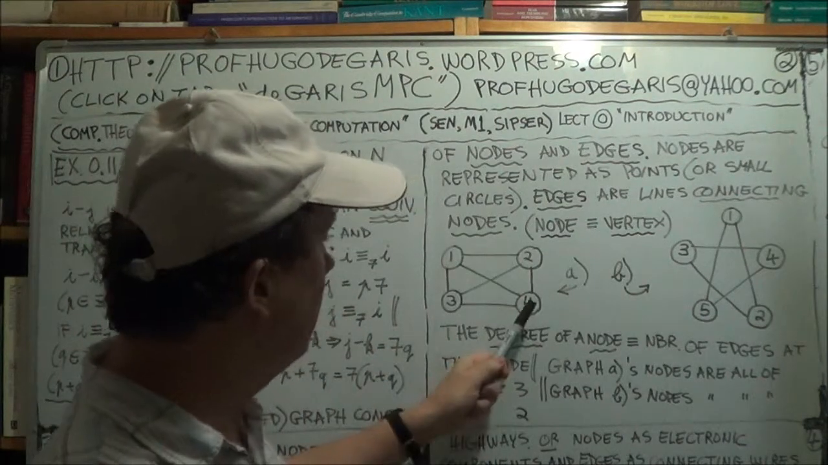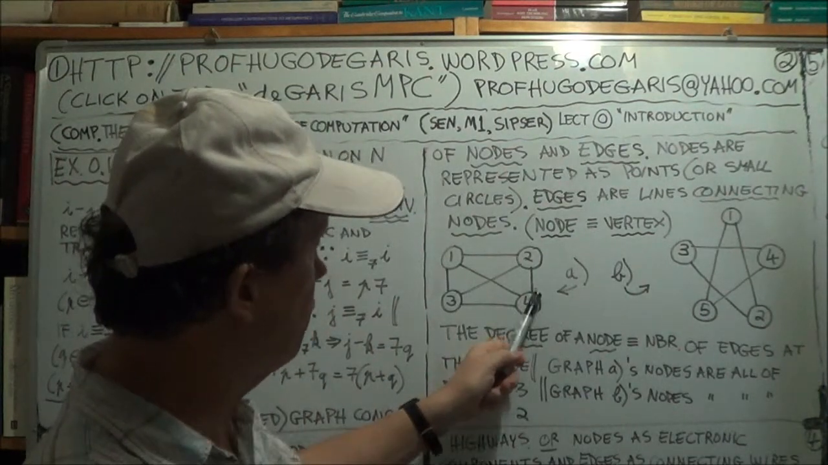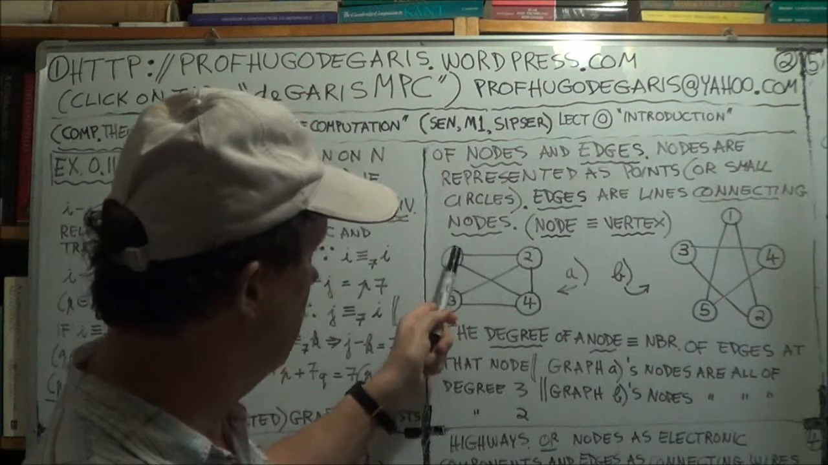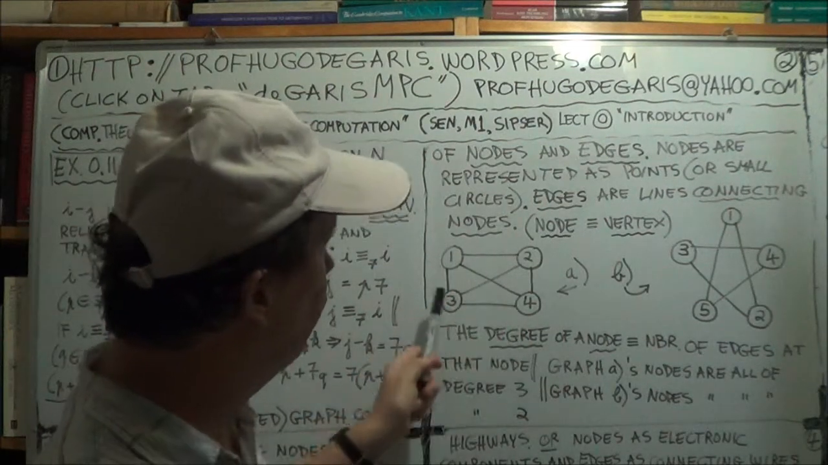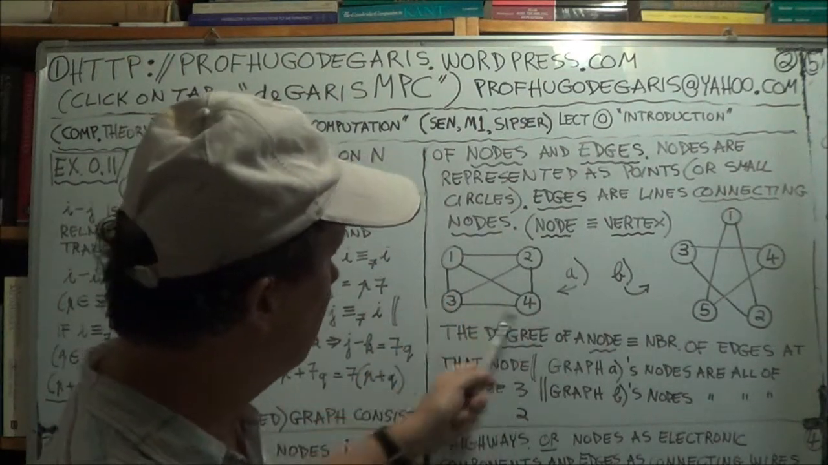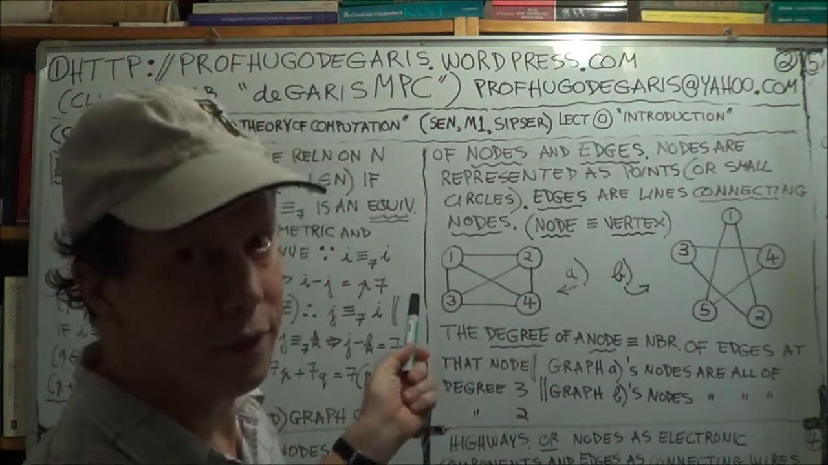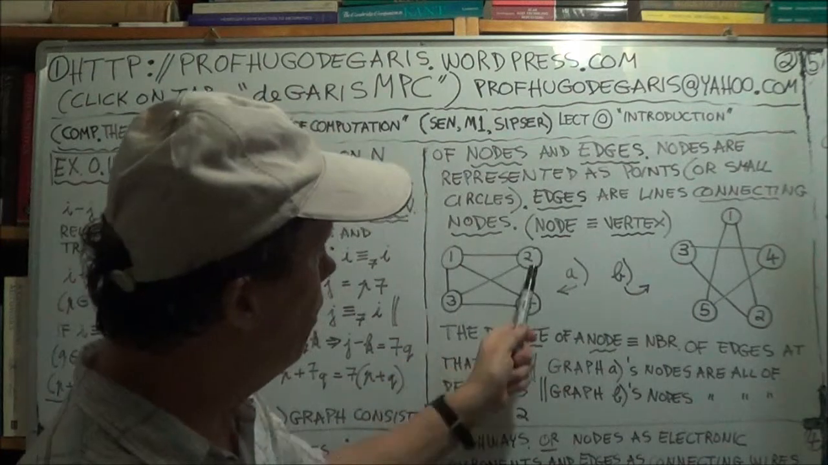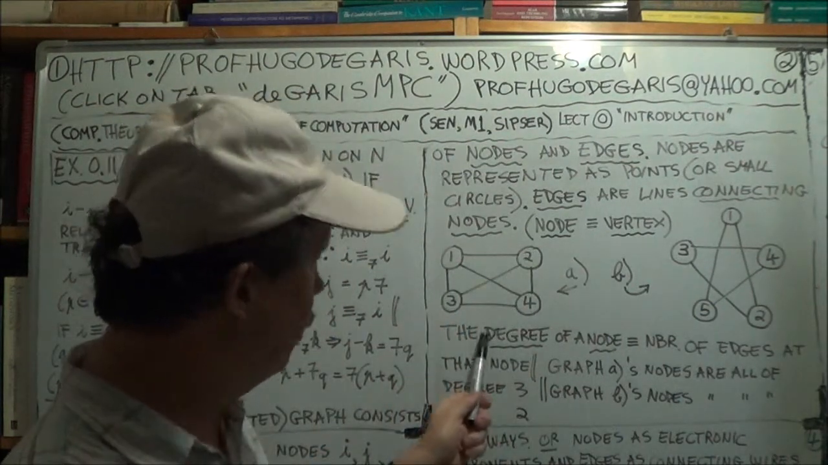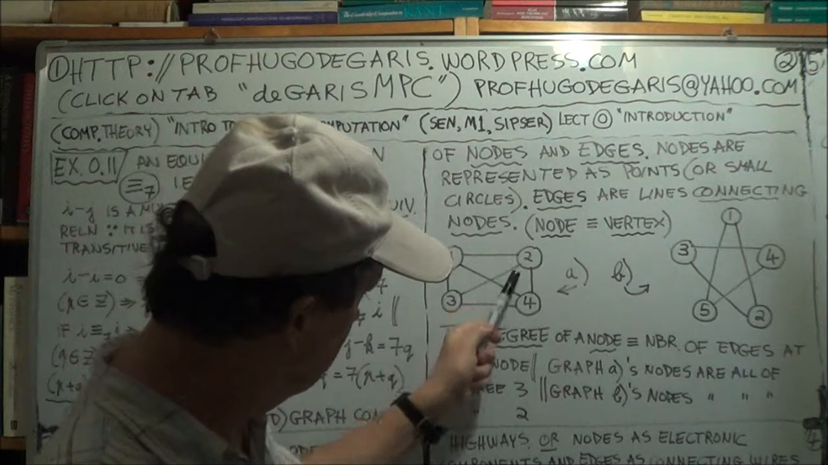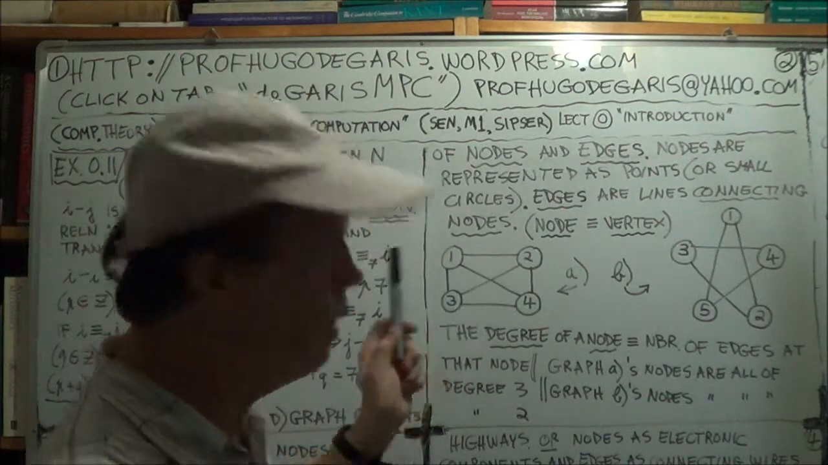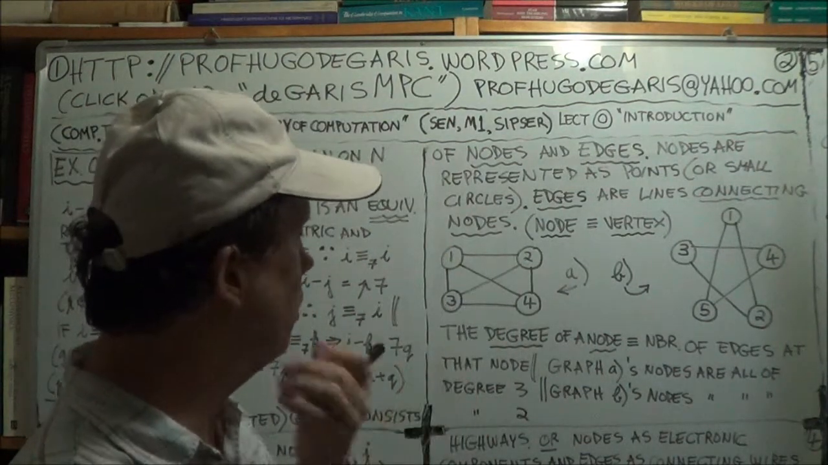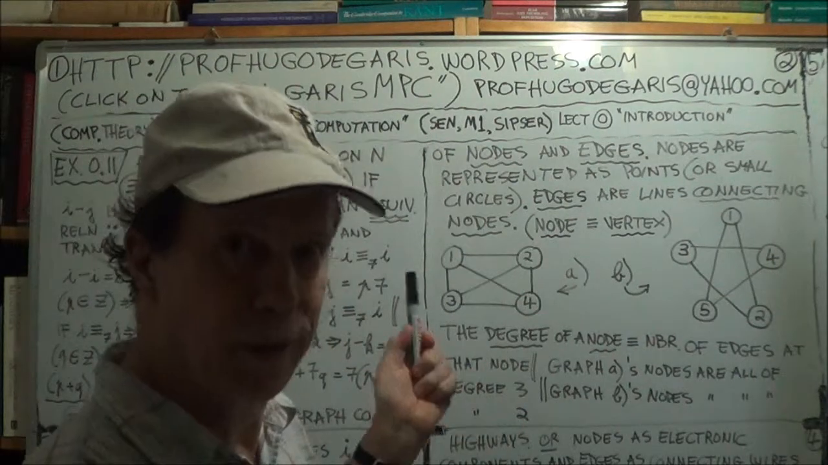And this node has 3. This node has 3. In fact, all 4 nodes in this graph, the whole thing is the graph, right? So this graph of 4 nodes, each one of those nodes has a degree of 3: 1, 2, 3, 1, 2, 3. So they all have the same degree, and that degree is 3.